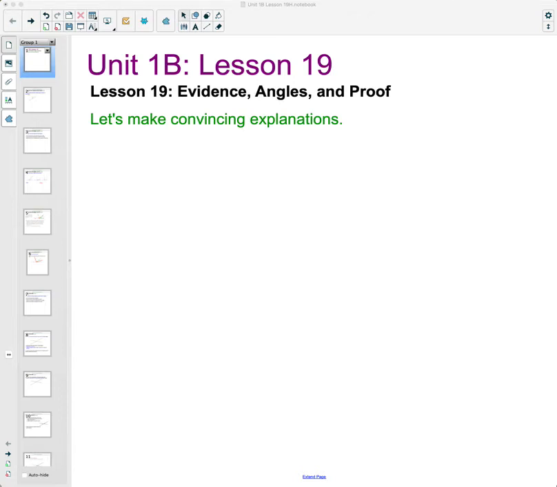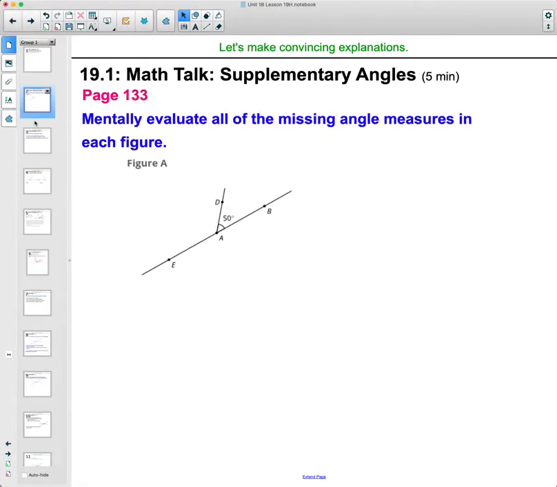In this lesson 19, we're going to look at evidence, angles, and proof, and we're going to make some convincing explanations. So take some time to look at this picture and see if you can mentally evaluate the missing angles. So missing angles being this one, also this one.